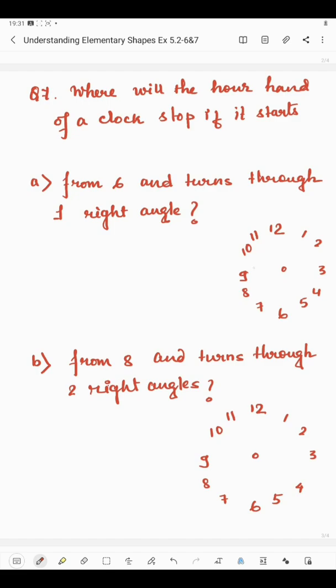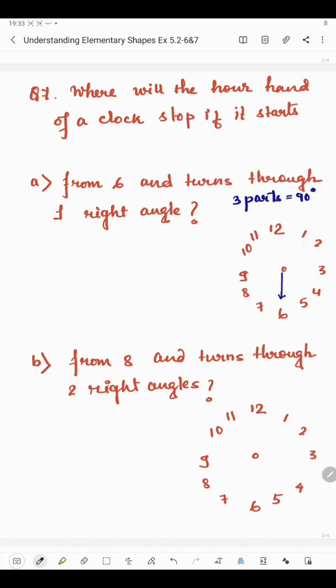Now we can see in a clock there are 12 numbers, from 1 to 12, and we have to start from 6, because according to the question the hour hand is at 6. This is the hour hand. Okay, and it turns through 1 right angle. Now 1 right angle means 3 parts. 3 parts make 90 degrees. Okay, 3 parts make 90 degrees in a clock.